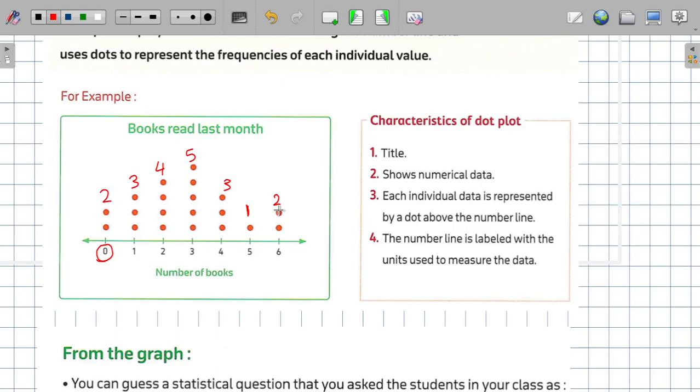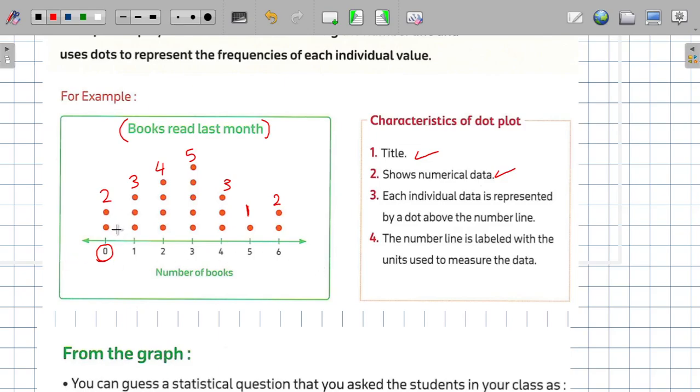Okay? So, what are the characteristics of a dot plot? The first one is the title. I must write the title of the dot plot above the dot plot like this. Next, the dot plot shows numerical data only. Okay, so I will represent the data here on the number line.